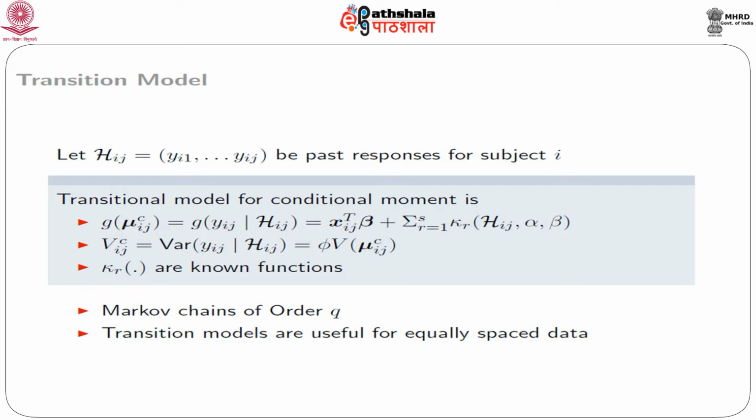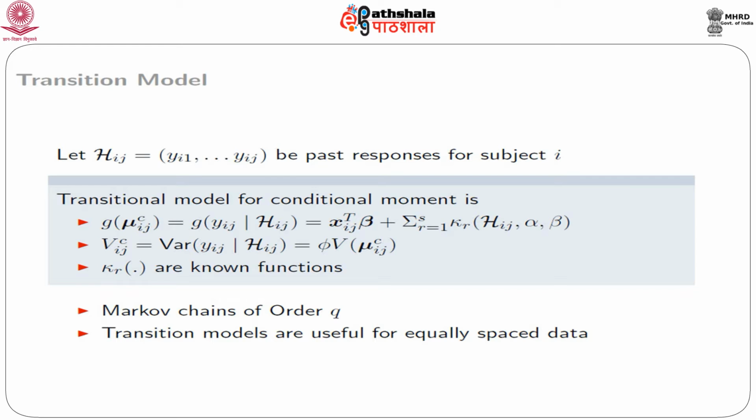where y_ij is the present and H_ij is the past, is a linear model of the form x_ij transpose beta plus sum of kappa_r, and these are known functions, where r runs from 1 to s, of H_ij, alpha, beta. And the variance v_ij^c is nothing but the variance of y_ij given H_ij, and that is phi times v of mu_ij^c, where phi is the dispersion parameter. So, here once again the kappa_r are known functions.